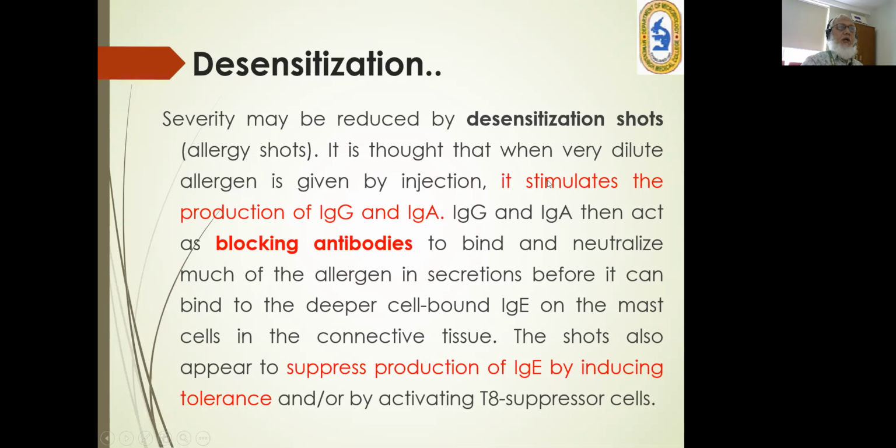It is thought that when very dilute allergen is given by injection, it stimulates the production of immunoglobulin G and A, not E. This immunoglobulin G and A then act as blocking antibodies to bind and neutralize much of the allergen in the secretions before it can bind to the mast cell bound immunoglobulin E. These shots also appear to suppress production of immunoglobulin E by inducing tolerance or by activating T suppressor cells.